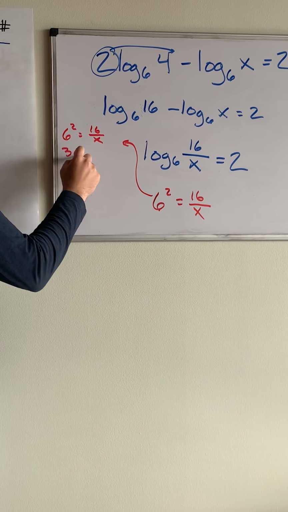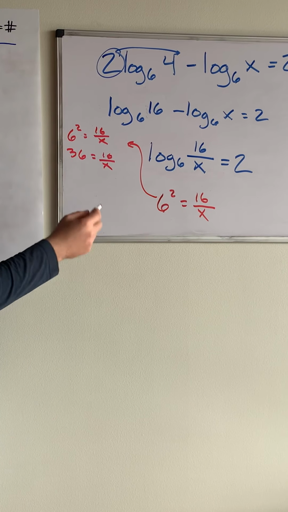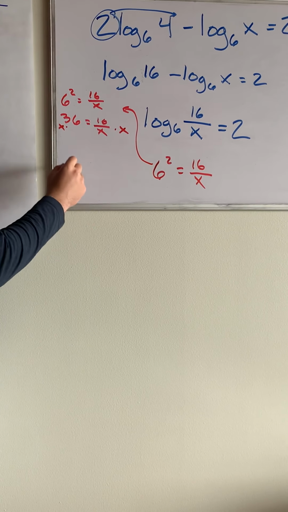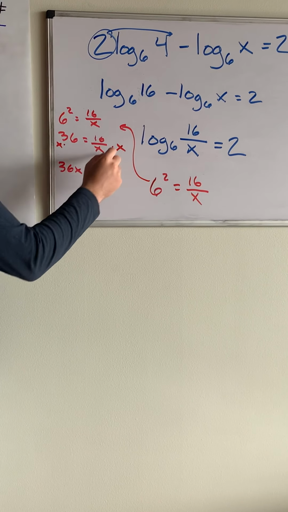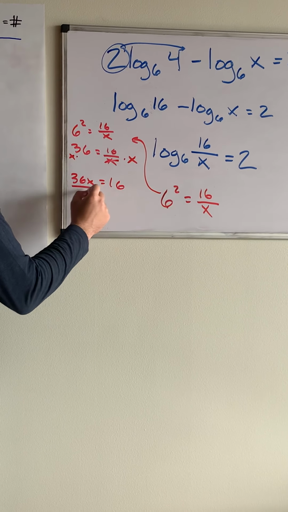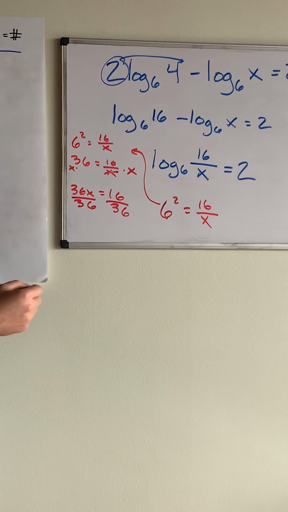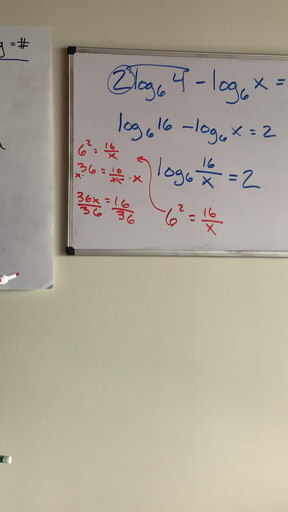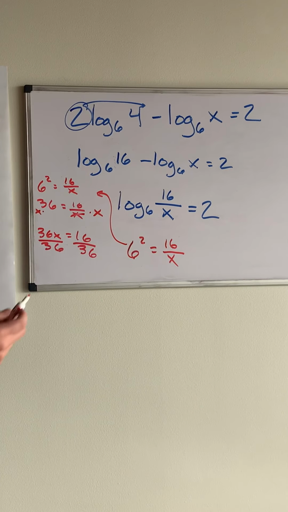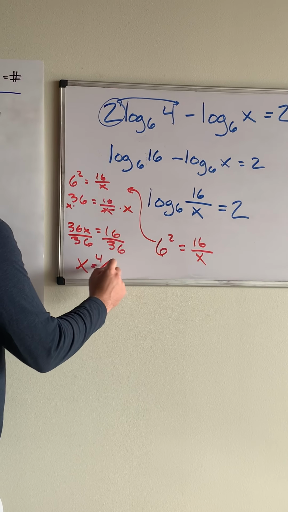So I have 36 equals 16 over x. I have to multiply by x on both sides. So I have 36x equals 16. Divide by 36, divide by 36. And you can simplify that, or you can just use a calculator if you like decimals. I know that 4 goes into that, so this actually simplifies down to 4 over 9.